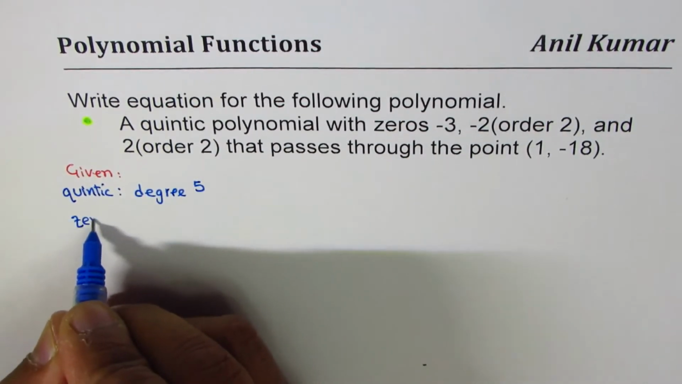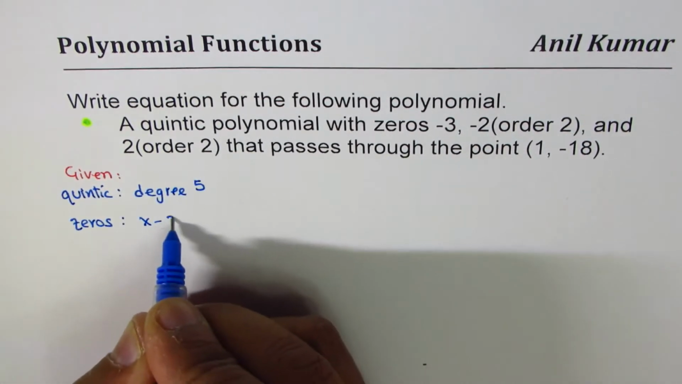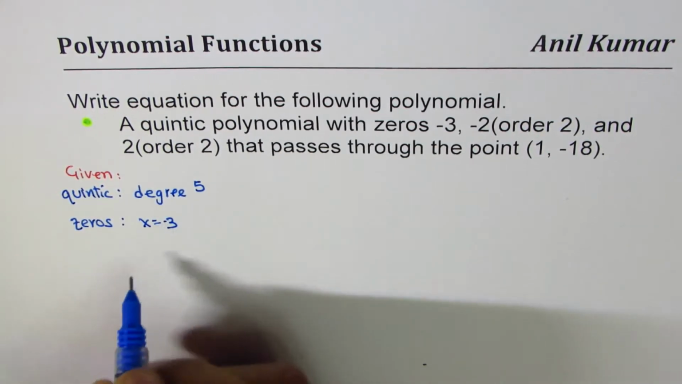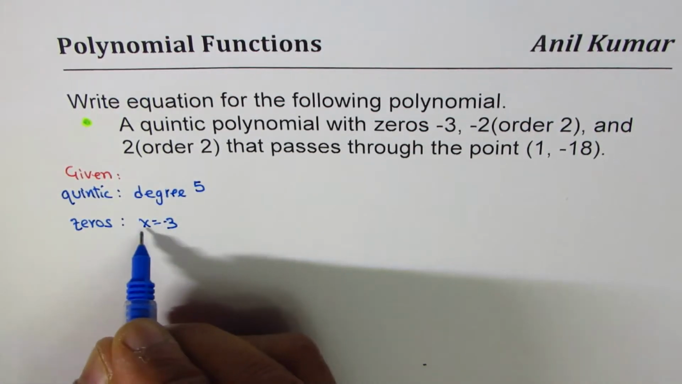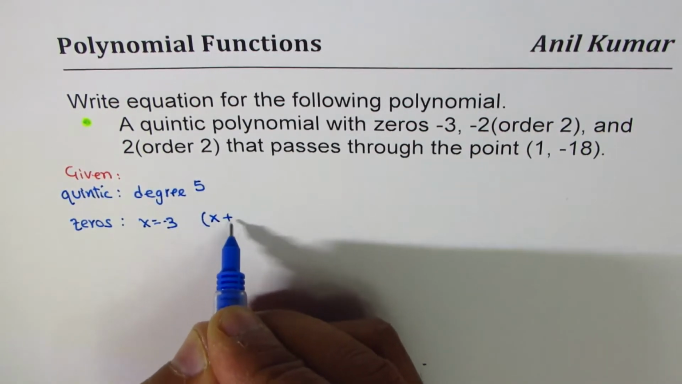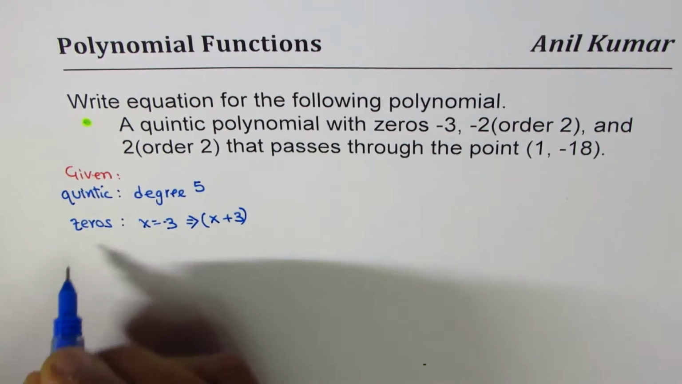Now we are given zeros. One zero is at x equals -3. Let me write x equals -3. A zero of this kind will give you a factor which will be x plus 3. Is that okay? This gives you a factor.